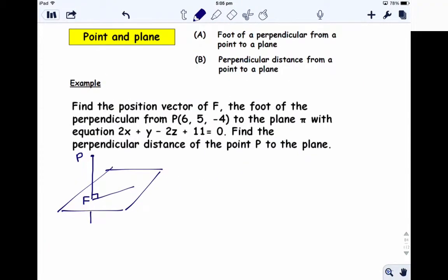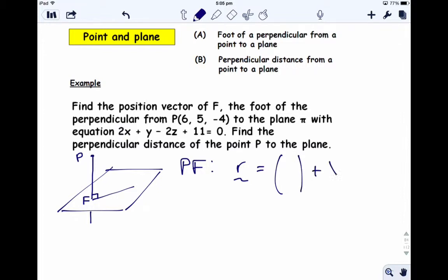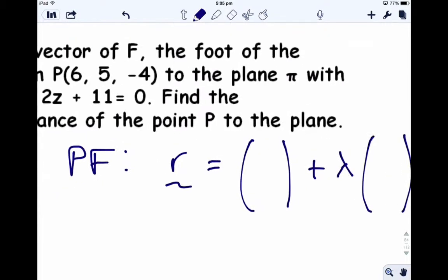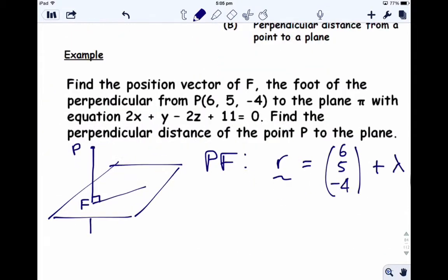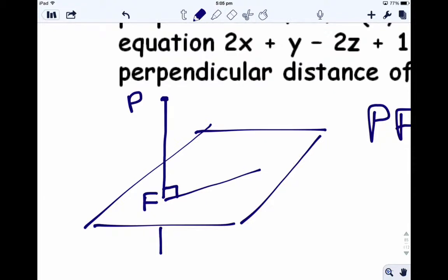Okay, what is the equation of PF? Well, it's a line, so we know it's going to be in this form: a point on the line and then move in the direction of the line. So what's a point on the line? That's easy, that's P, (6, 5, -4). What is the direction the line is going in? Well, the direction the line is going in is the same as the normal to the plane.